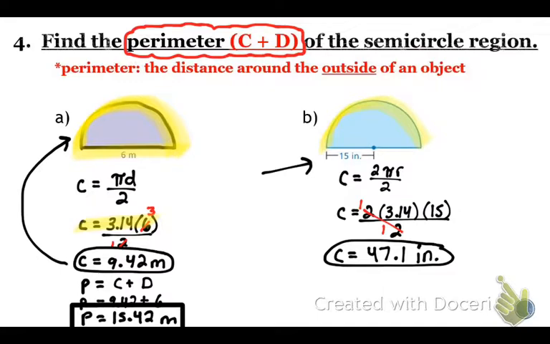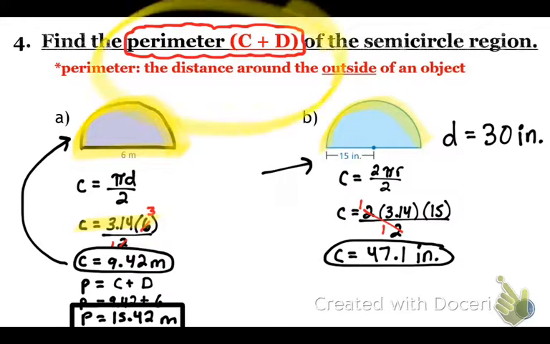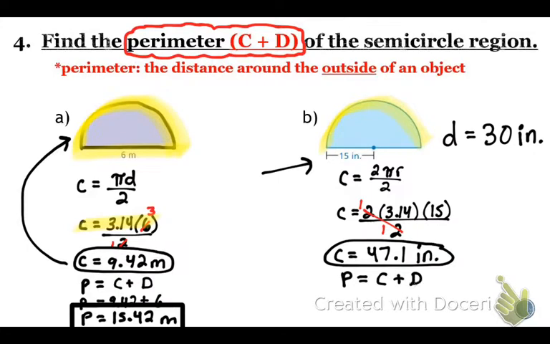If we know 15 is our radius, what's our diameter? 30. So let's just write that right here so we understand. It's just doubled, 30 inches. Okay, so now we're going to write what we're trying to figure out. Up here it says this is how we find perimeter, C plus D. So we're going to write perimeter equals C plus D. That's the circumference plus the diameter.